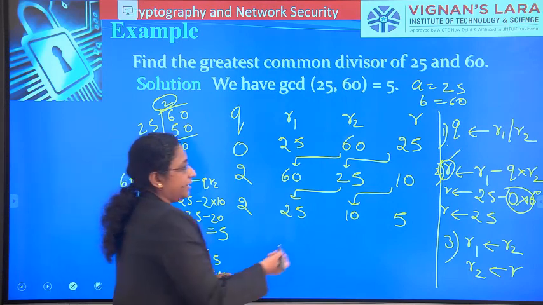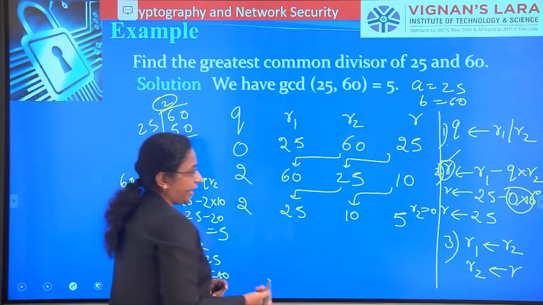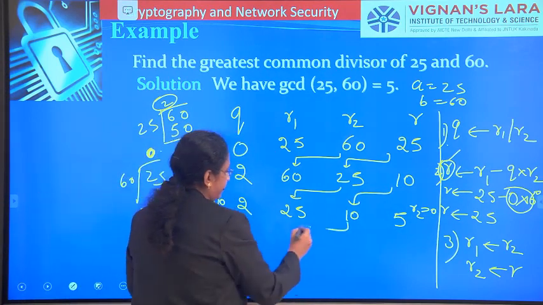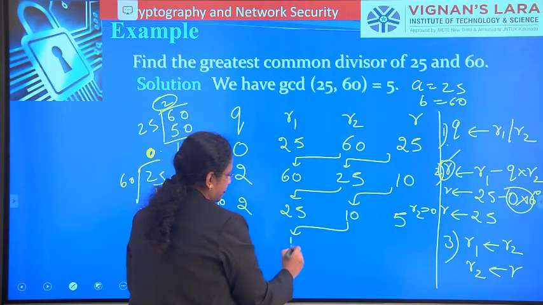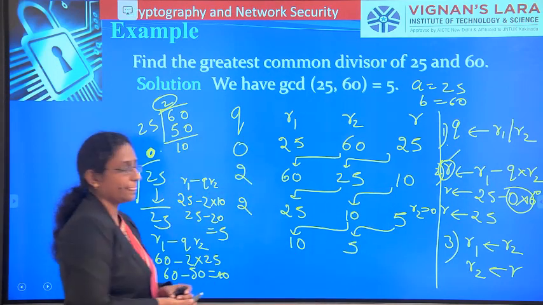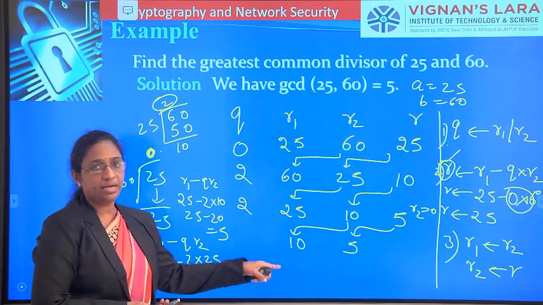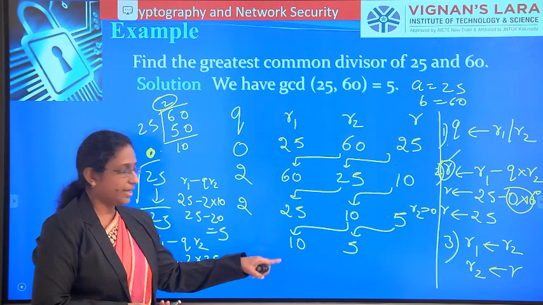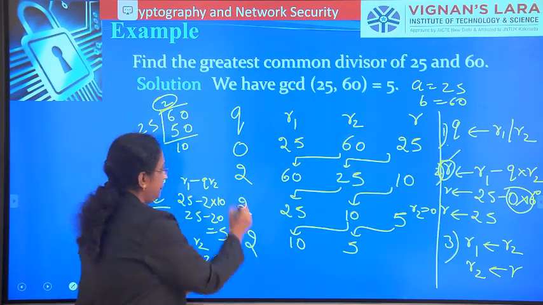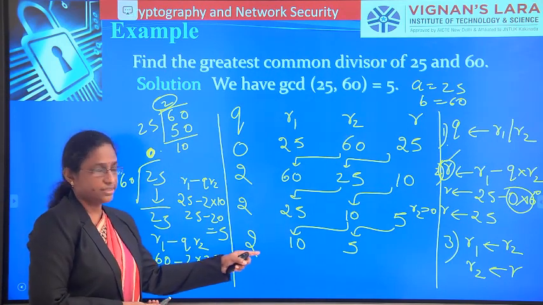Since here the R2 value is greater than 0, again we will be updating the values, or shifting the values. Again you have to calculate the quotient equal to R1 divided by R2, that means 10 divided by 5. So again we will be getting 2 here, since 5 twos are 10.